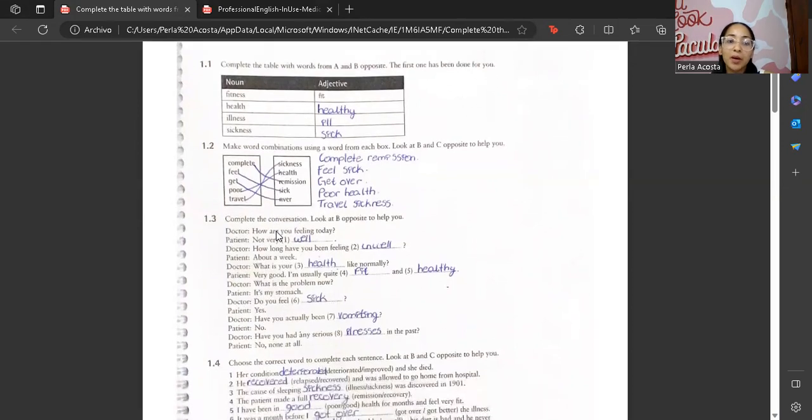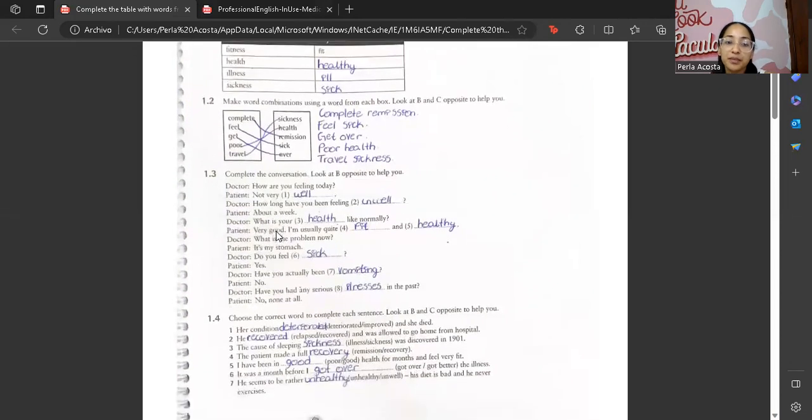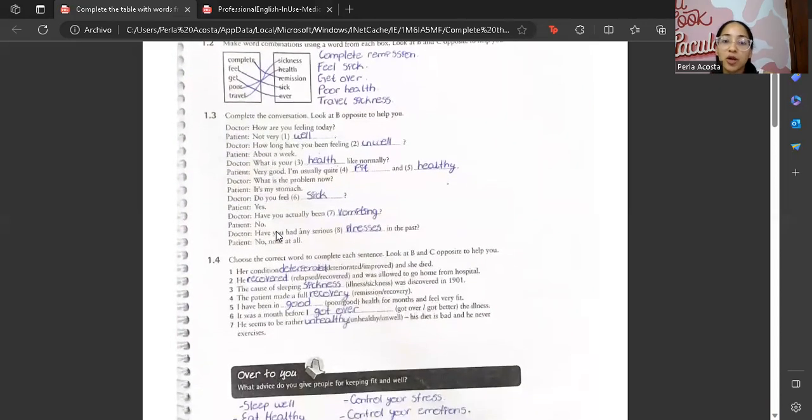The other one, make word combinations using a word from each box. Look at V and see opposite to help you. Okay, complete remission, feel sick, get over, poor health, travel sickness. Complete the conversation, look at V opposite to help you.